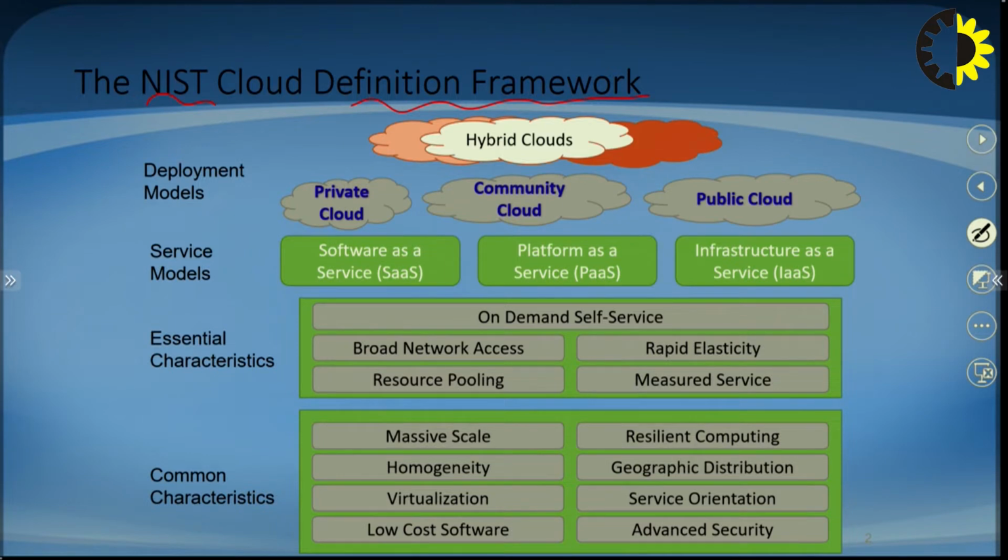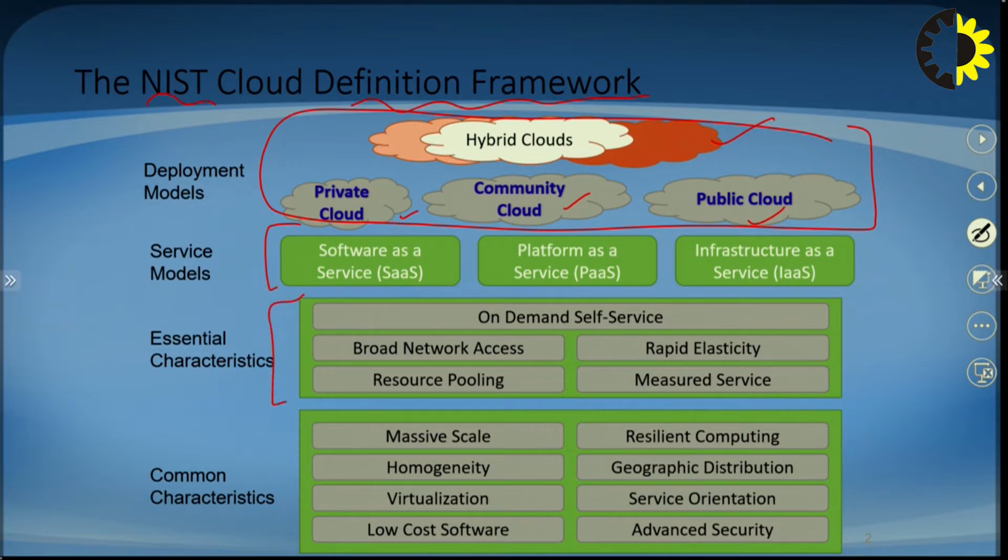At the top, this is the hybrid cloud. Then this is the private, community and public cloud. These layers are defined by NIST, and this first layer is known as the deployment model. Then next, this is the service model. These are also very important in the field of cloud computing. They are the two very important models: the deployment model and the service model.